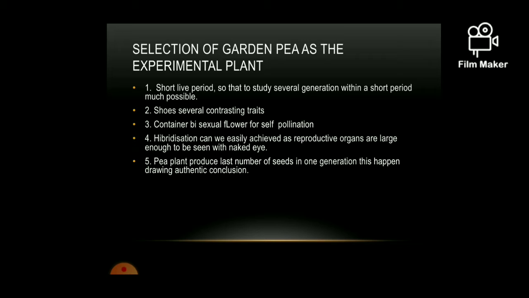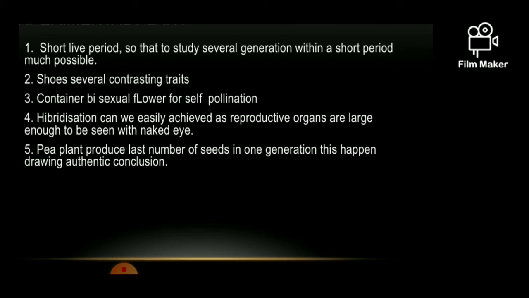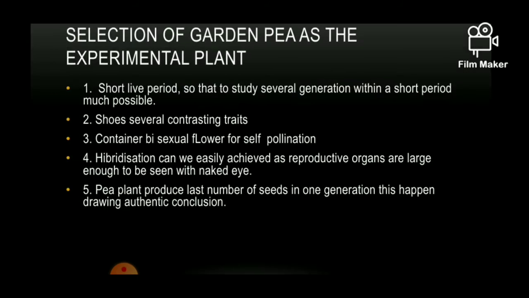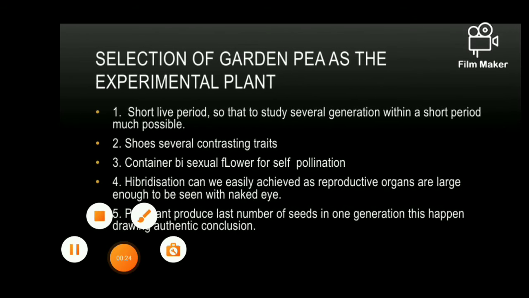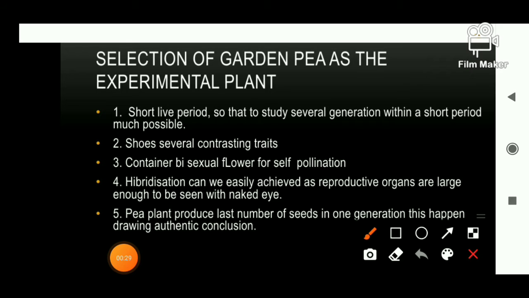Last time we were talking about why Mendel selected the garden pea as the experimental plant. So this is just for the revision. First, I told you, because it has a short life period, very soon we can see so many generations, so that the study becomes easy and quick.